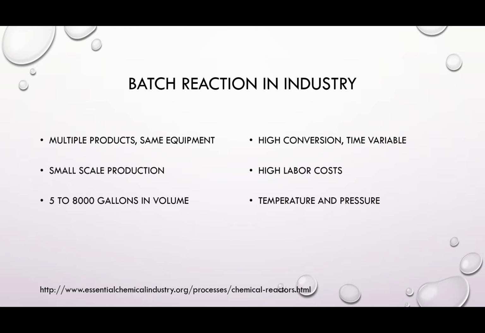Batch reaction in industry is used for multiple products so that you can use the same equipment to produce multiple products. Small scale production, which means you can have a batch reactor ranging from 5 gallons to 8,000 gallons in volume. High conversion, which is time variable, so if you're looking for a specific amount of conversion, you can usually leave it in the batch reactor longer in order to achieve that conversion. It does have high labor costs typically associated with it, which is a downside. But another upside is that you can control the temperature using that cooling jacket on the outside and the pressure pretty well using a ventilation system.